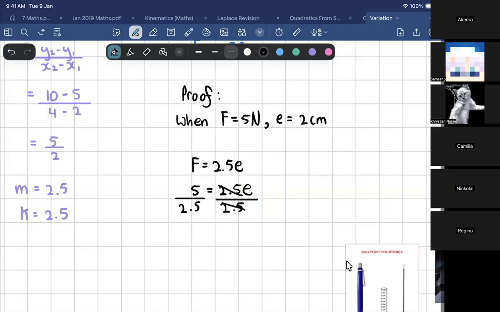Now you're going to put 5 over 2.5. What is 5 over 2.5? Somebody tell me, what is 5 over 2.5? Yes, 5 over 2.5 is 2. Aha! Did our relationship work? Somebody in class tell me, did it work? Yes, Akira, it did work.